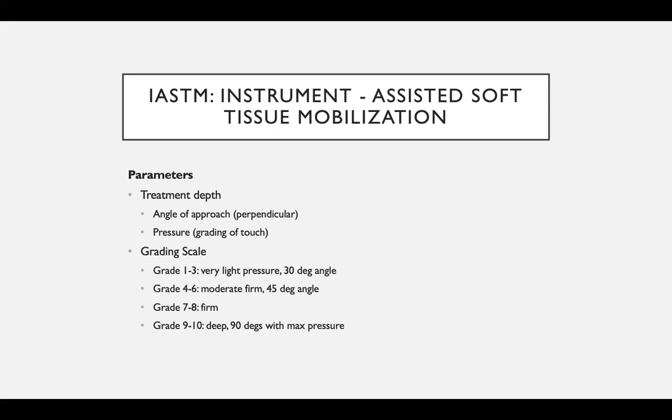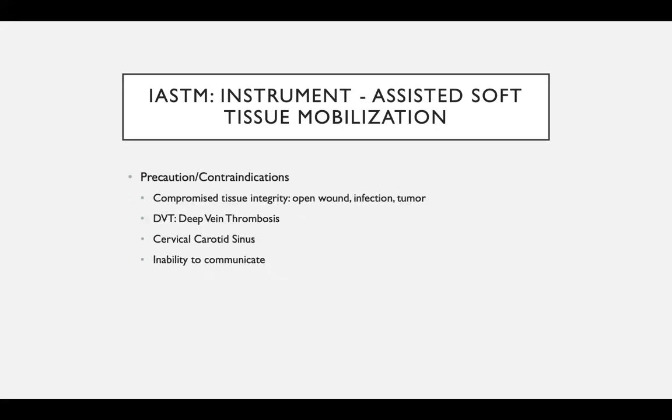The grading scale used below is grade 1 to 3, which is very light pressure or 30-degree angle of the scraping tool. Grade 4 to 6 or moderate or firm, 45-degree angle of the tool. Grade 7 to 8 is firm in between 45 and 90 degrees, and grade 9 to 10 is deep with 90-degree angle and max pressure.